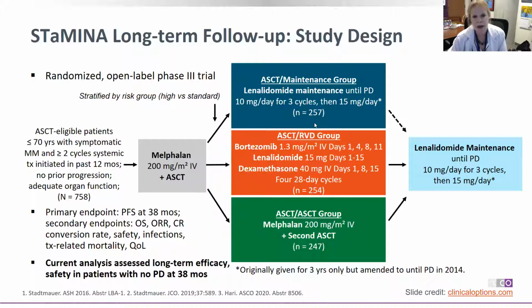So the basic gist of this study was everybody got treatment, whatever they were advised to get. Everybody got a transplant. Some people just got Revlimid maintenance, lenalidomide maintenance. Some people got extra chemotherapy after the transplant, what we would call consolidation, for 4 cycles using bortezomib, Velcade, lenalidomide, and dexamethasone. And some people went on to get a second transplant, and everybody got Revlimid maintenance or lenalidomide maintenance.